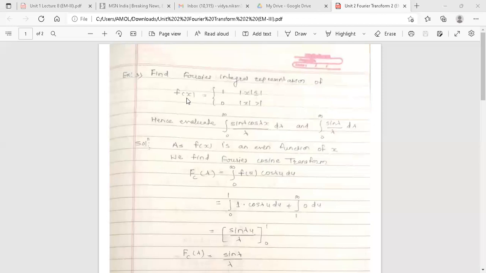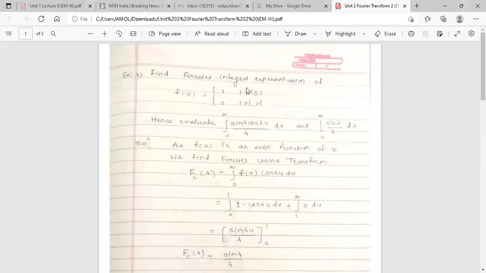Now, here in this function f of x, if we replace x by minus x, then the function is equal to 1 when mod of minus x is less than or equal to 1. It is 0 when mod of minus x is greater than 1. The variable is inside the modulus sign, so there is no change in the function. If we replace x by minus x, we are getting the same function. And if this is the situation, then that function is an even function.